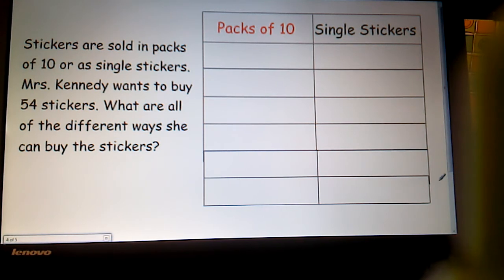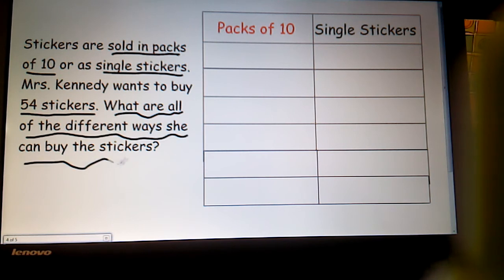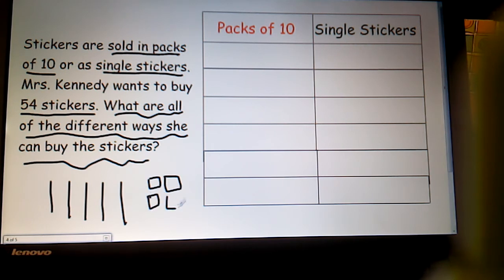Stickers are sold in packs of 10 or as single stickers. Mrs. Kennedy wants to buy 54 stickers. What are all of the different ways she can buy the stickers? You see that the language of this problem is a little bit different, but we're going to do the same thing. We're going to underline that it's sold in packs of 10 or as single stickers. She wants to buy 54, and we need to find out all the different ways that she can buy the stickers. And the number 54, I know that I can make that number using 5 longs and 4 cubes. That is going to be the first 2 digits in my graphic organizer. That stands for 5 packs of 10 and 4 single stickers.